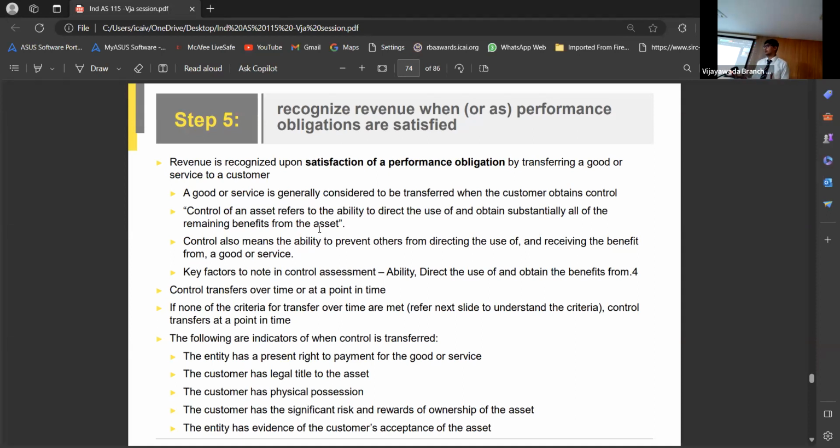So you are just a mediator. So who has the control? That fellow has the control. So X will recognize revenue, I will recognize revenue. Whether I am principal or agent, we'll keep that aside.